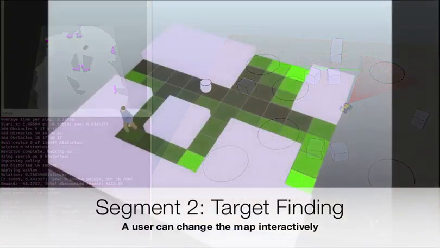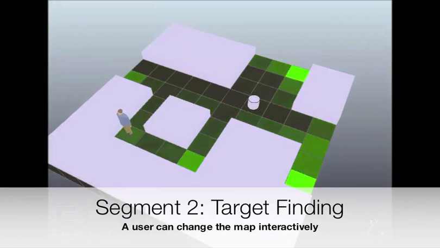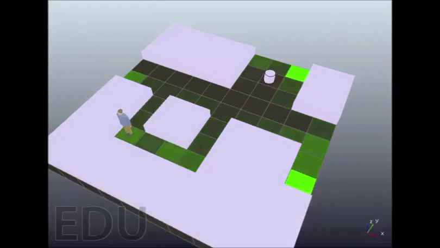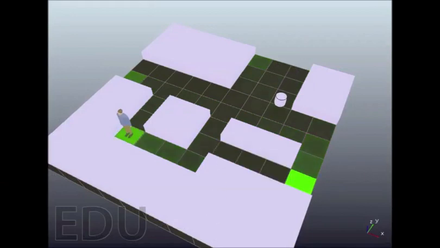In this problem, the robot is represented by the cylinder. The robot's goal is to tag the human by getting into the same grid square. The robot's belief is visualized by the coloring of the grid cells. A brighter green indicates a higher probability of the human being in that cell.